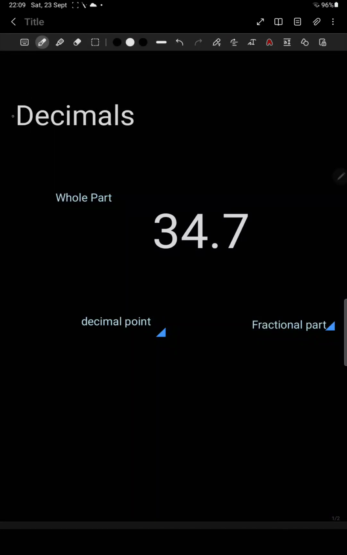Today our topic is about decimals. Decimals are the numbers involving this decimal point. The decimal point over here, this dot in between the two numbers, is called the decimal point.